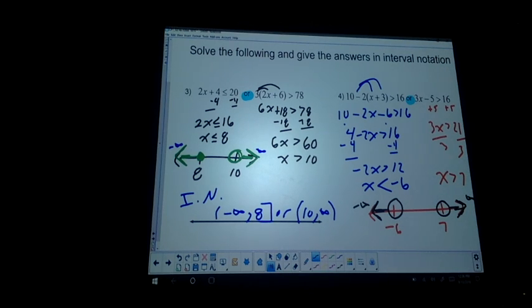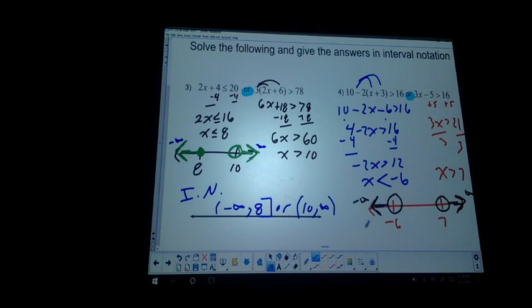My interval notation with this is going to be how? Read it left to right. Negative infinity to negative 6, or 7 to infinity. Yes or no? Oliver, what do you have on this slide? You got a few left? Cool. All right, can I move on?